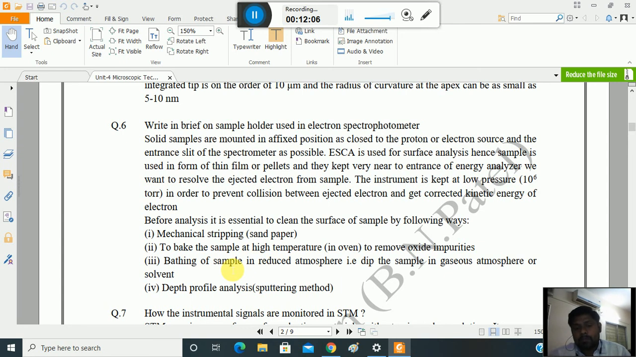Bathing of the sample, that means in a reduced atmosphere, you can dip your sample in a gaseous atmosphere to remove impurities, or in a solvent system.